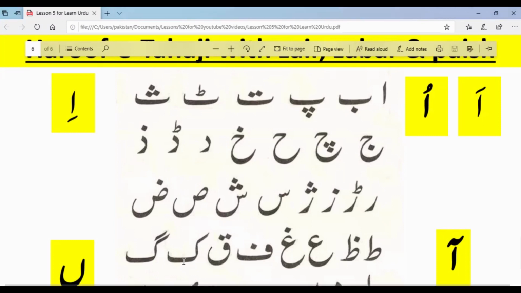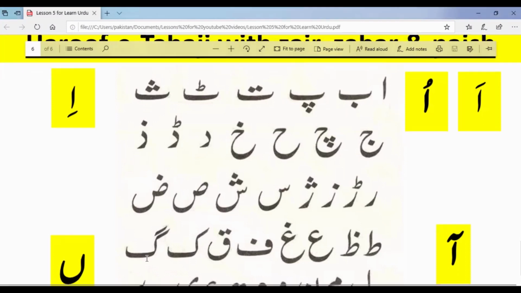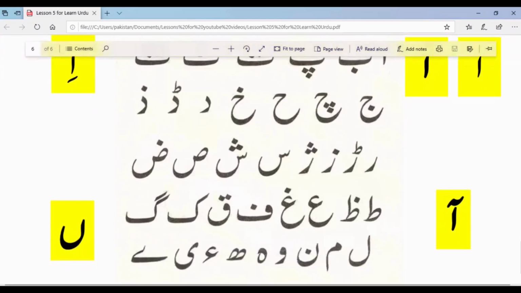Kaf zabar ka, kaf pesh ku, kaf zer ki, ka, ku, ki. Gaf zabar ga, gaf pesh gu, gaf zer gi, ga, gu, gi. Lam zabar la, lam pesh lu, lam zer li, la, lu, li. Mim zabar ma, mim pesh mu, mim zer mi, ma, mu, mi.